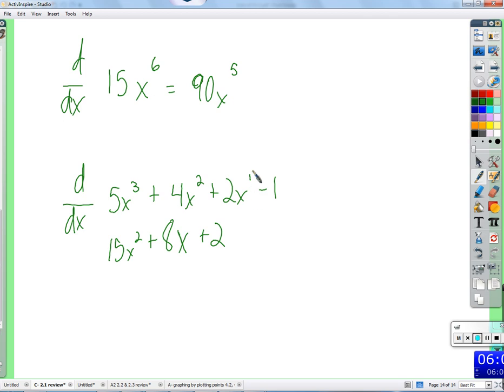Because we follow the power rule, 1 comes down, multiplied by 2, that's 2. x to the what? 1 minus 1 is 0, right? What's x to the 0? Anything to the 0 is 1, so it's just 2 minus 1.